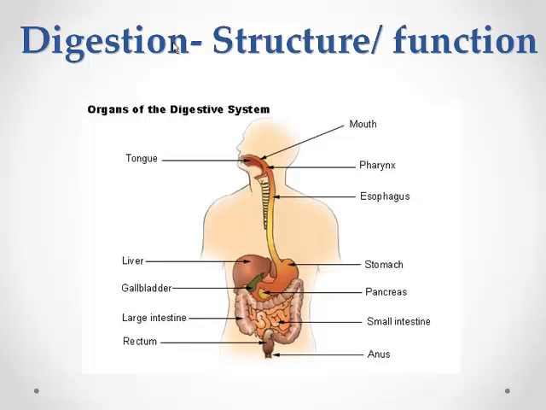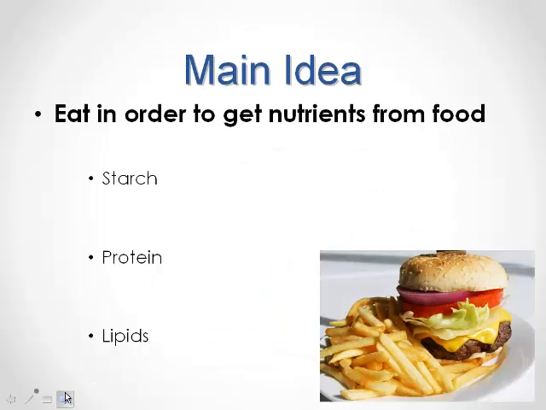Ladies and gentlemen, welcome to our new unit. We are moving on to digestion, so the structure and function of the organs in our digestive system and the path our food takes. So the main idea is that we eat in order to get nutrients from our food. The purpose of our digestive tract is to break down our food, or the macromolecules, into their monomers so that they are small enough to be absorbed by our cells for us to live.